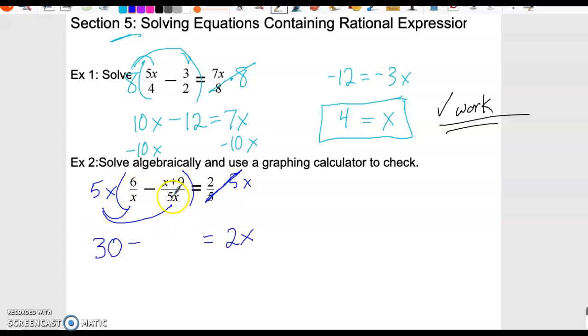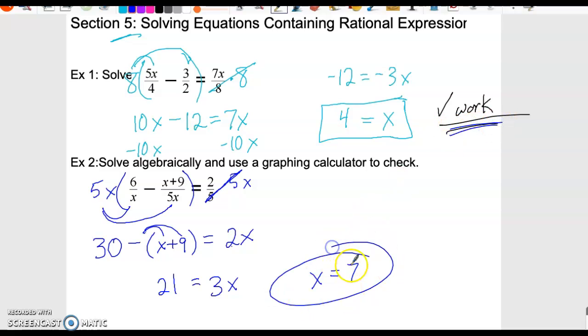And here, where you'll also have to be careful is the 5x's do cancel, but it's the quantity of x plus 9 that needs to be minus. So you would also want to distribute that minus in there. So really what you have is 30 minus 9, so 21 on the left side. And as you add x to the right side, 2x plus 1x is 3x. And divide both sides by 3 and you get x equals 7. And again, check your work. But I'll leave that to you to double check that that's right.